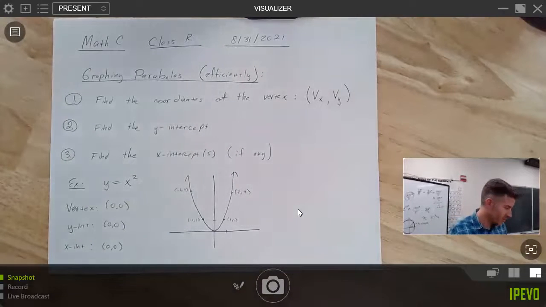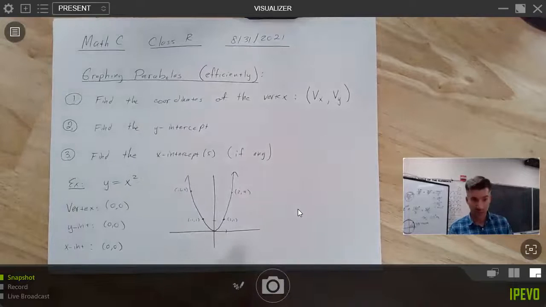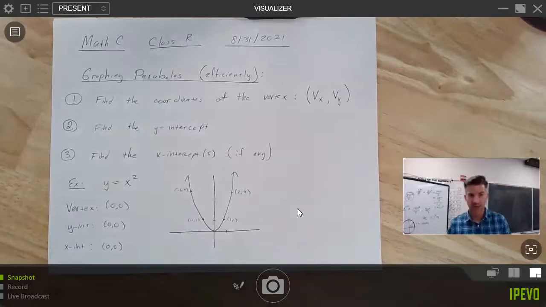But honestly, when I'm graphing a parabola, why is it the origin? Oh, that's a good question. Why is it the origin? Well, if we plug in 0 for x, we get 0 for y. And so there's a way of finding the vertex.